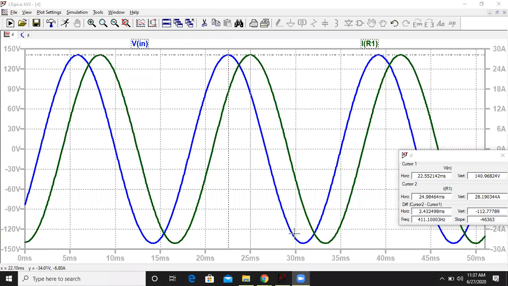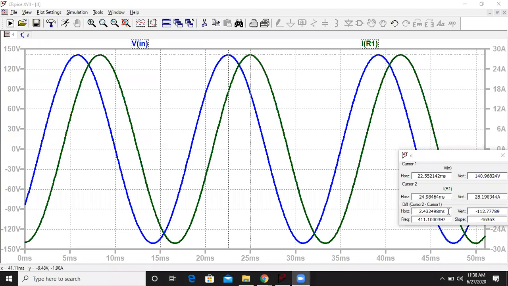Yes, sir. Okay, now put it in the calculator. Since the frequency is 60 hertz, do 1 upon 60 to get the period. Just check what you get. You get 16.67 milliseconds, right? So keep a note of this number.